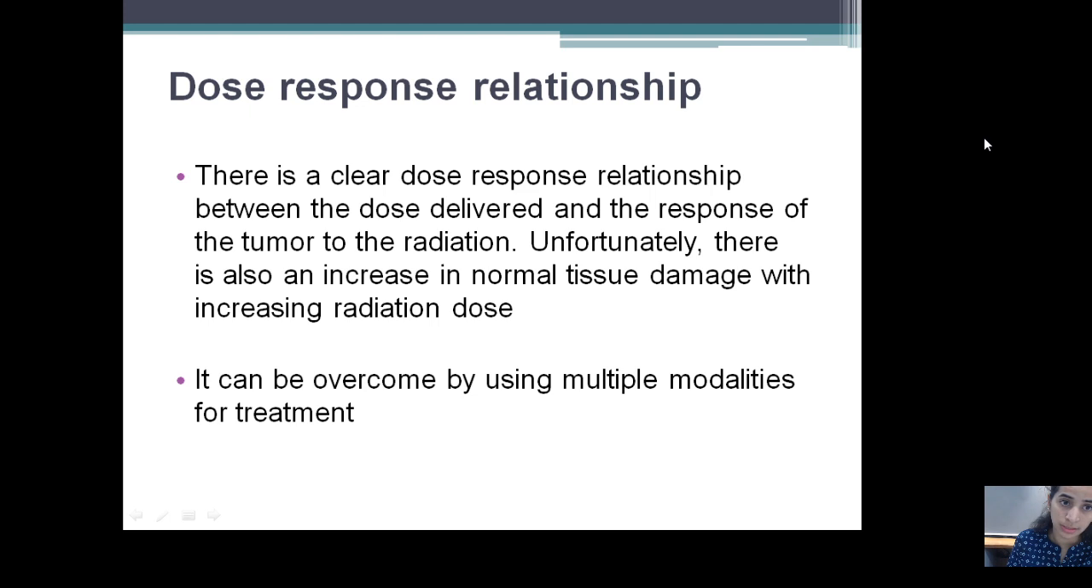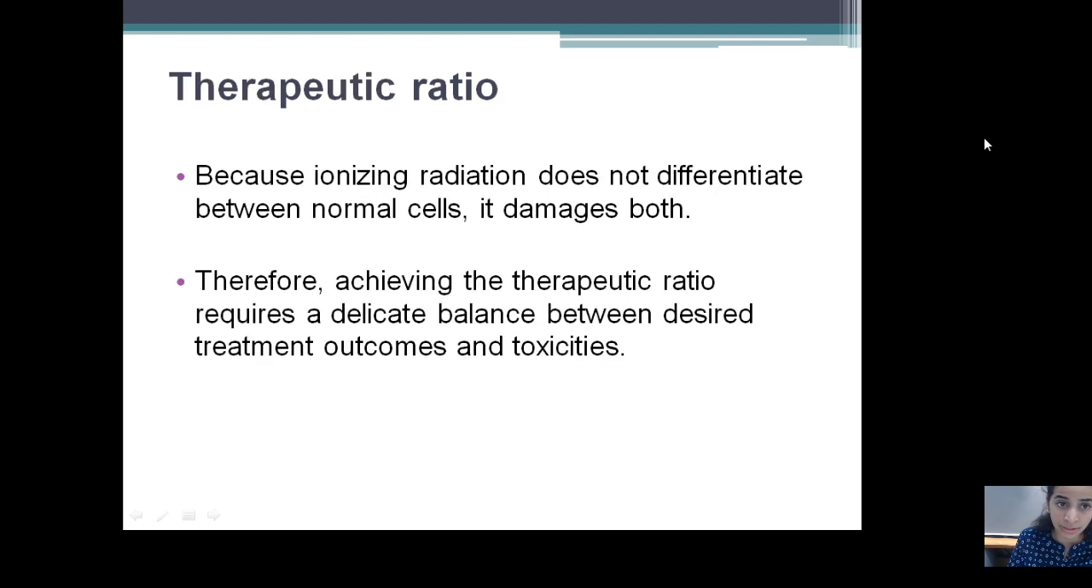Then the dose response relationship. There's a clear dose response relationship between the dose delivered and the response of the tumor to the radiation. Unfortunately, if we are increasing the radiation, we are also increasing the normal tissue damage with the increasing radiation dose. So it can be overcome by using multiple modalities of the treatment.